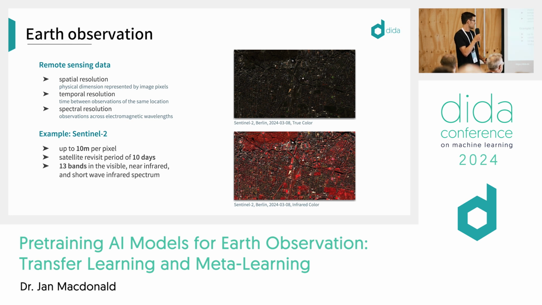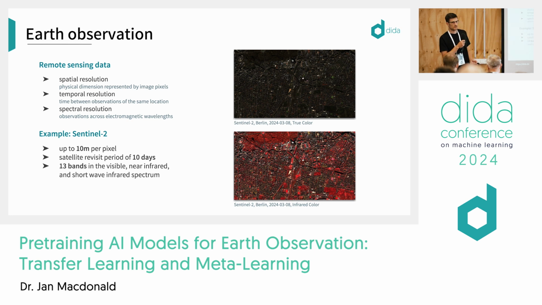Just to give you a feeling for the numbers that we're dealing with here, we are using data from the Sentinel-2 program, which is a program by the European Space Agency and consists of 2 satellites. They have roughly up to 10 meters spatial resolution per pixel, a revisit time of around 5 to 10 days, depending on where you are on the Earth, and 13 bands in the spectrum. So the 3 red, green, blue standard channels, and then additional infrared, near infrared, and shortwave infrared information.